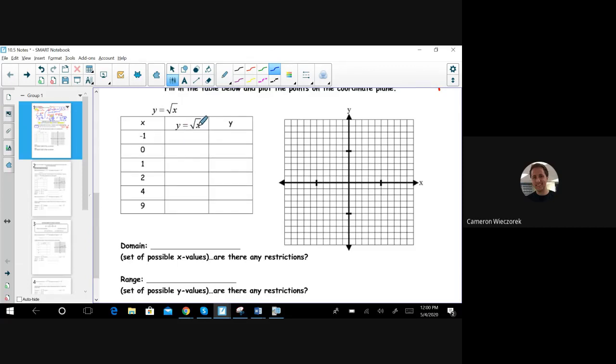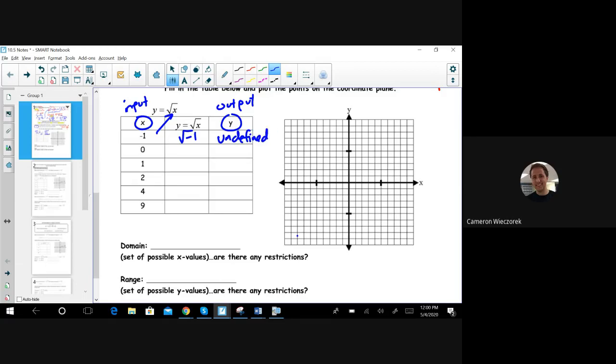If you plug in negative 1, here's my input, my independent variable, and here's my output, my dependent variable. If I put -1 in for x, I'm going to get the square root of -1. Well, hang on a second. Can I square root a negative number? No, which means this value is undefined. It's not even going to show up on the graph.